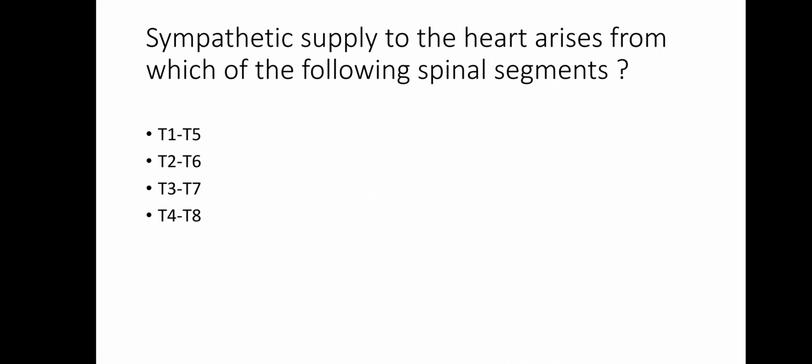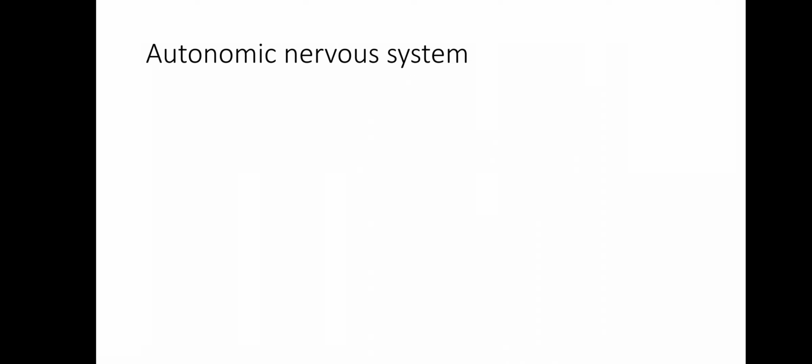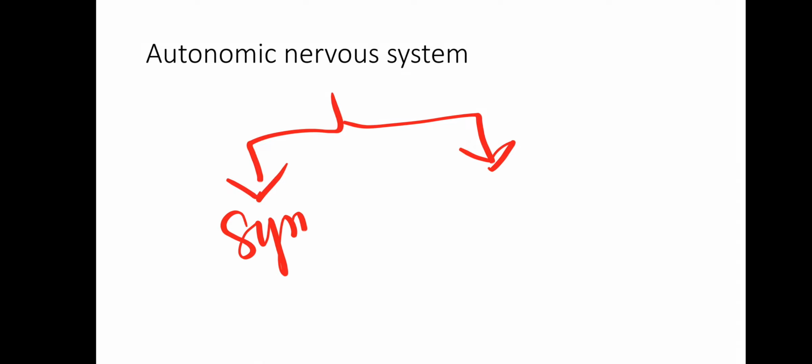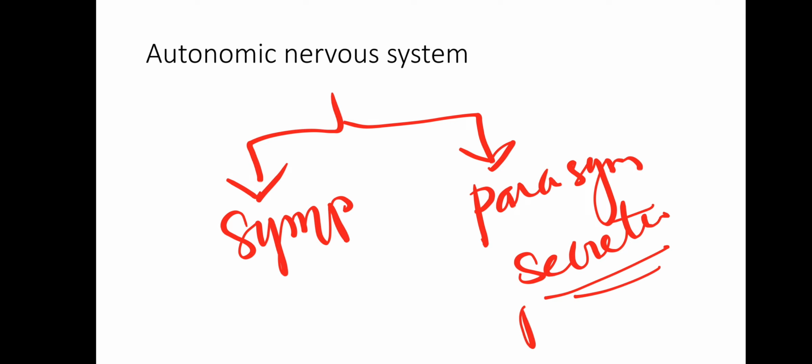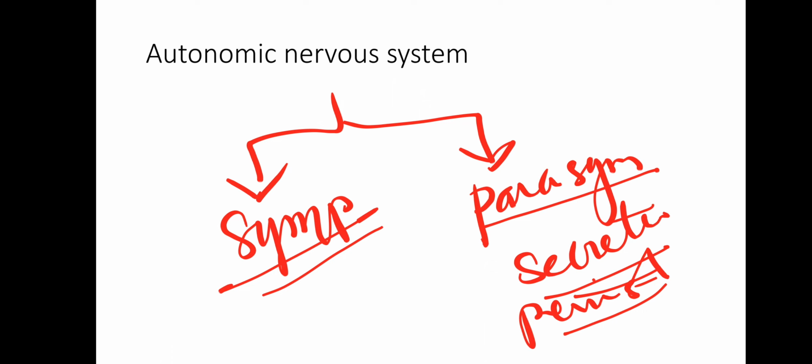So let us see something about the sympathetic supply. In the autonomic nervous system, we have two divisions. One is sympathetic, which is for emergencies, and the other is parasympathetic, which is basically secretomotor and helps in the secretions and in the peristalsis and all the motor things. The sympathetic system is basically concerned with emergencies, the fright, fight, and flight mechanisms.